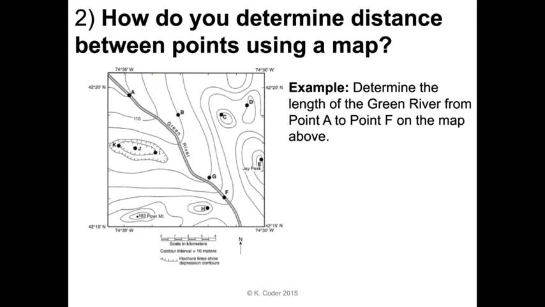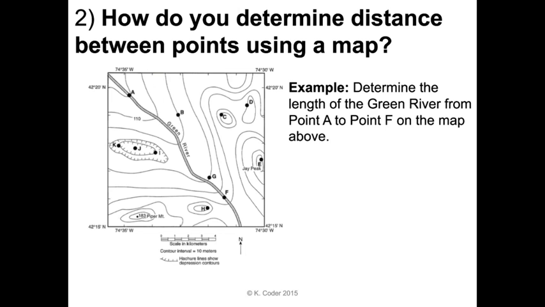Okay, determine the length of the Green River from point A to point F. Now we see point A to the top left of our map. We see F to the bottom right. But the Green River is not a straight river. Okay, there is a curve. There's a couple curves in it.